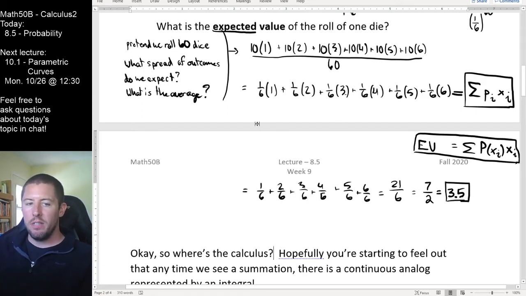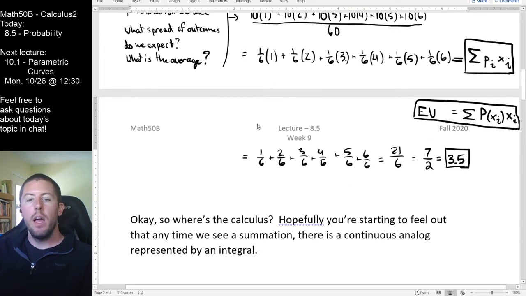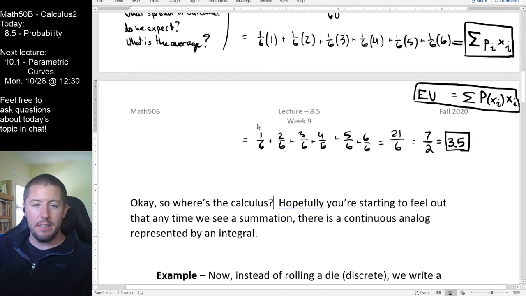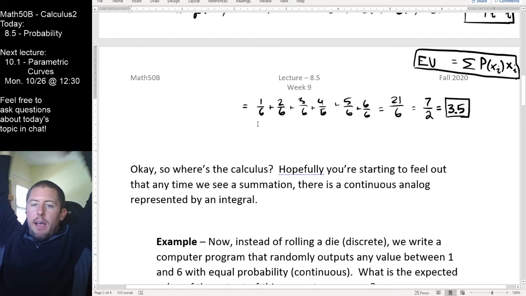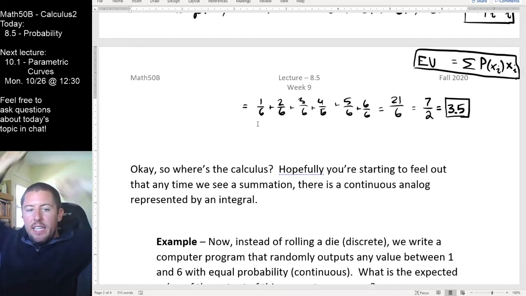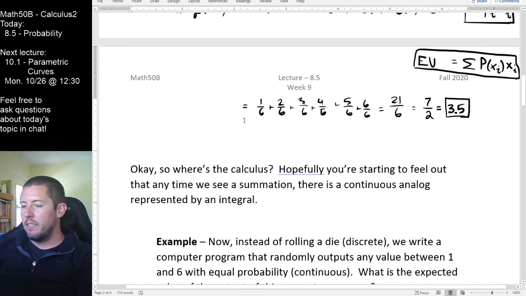Let's see how this changes if we make this a continuous variable instead of a discrete variable, and we will upgrade our expected value computation to be that of something that has an infinite number of possibilities. So the point here is, where's the calculus? Hopefully you're starting to feel that anytime we see a summation that looks like that, there is a continuous analog that is represented by an integral.